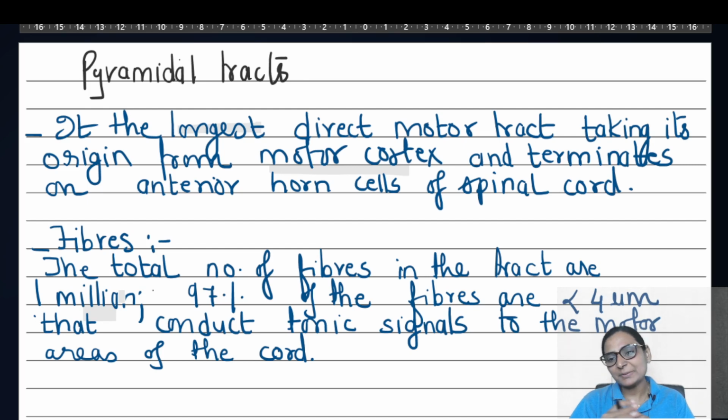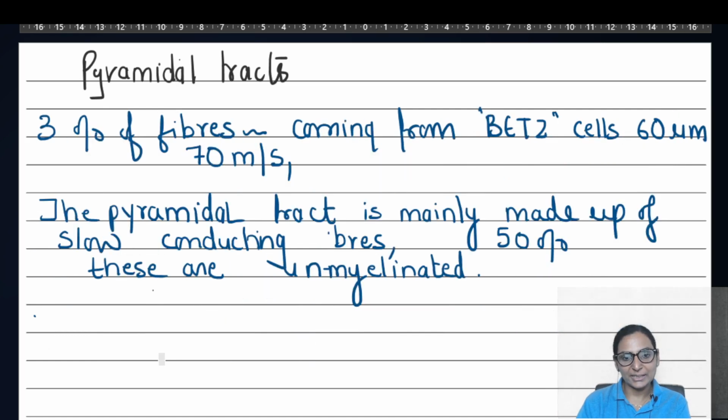But 97% of the fibers are less than 4 micrometers in diameter, which are conducting tonic signals to the motor areas. So out of the 1 million, 97% of the fibers are just less than 4 micrometers, conducting tonic signals to the motor areas. The 3% of the fibers come from the giant cells of Betz, which are especially present in area number 4, the primary motor cortex, with a diameter of 60 micrometers and conduction velocity 70 meters per second.